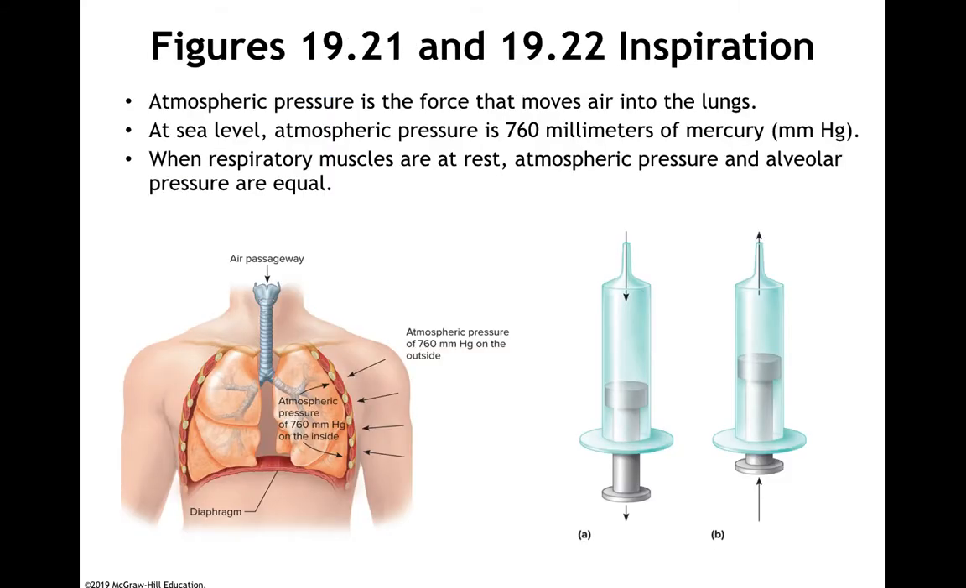Atmospheric pressure is the force that's going to move air into the lungs. We can talk about the pressure at sea level. At sea level, that is approximately 760 millimeters of mercury. And when respiratory muscles are at rest, the atmospheric pressure and the alveolar pressure are equal.